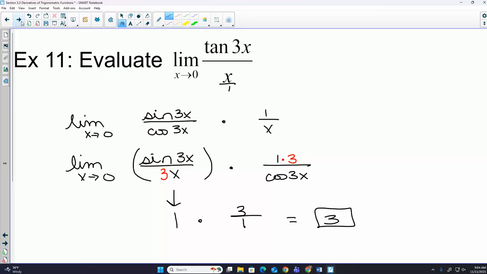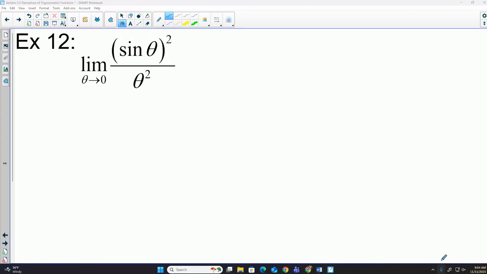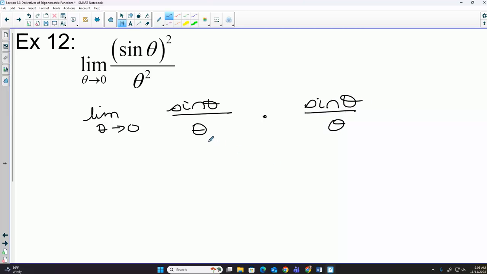Take a second and see if you can figure this one out. Did you get an answer? How did you write it? Sine theta over theta times sine theta over theta. Yeah. Sine squared just means you have sine times sine. Theta squared is theta times theta, so we can make 2 sine theta over theta fractions. And as theta goes to 0, we have 1 times 1, which is 1. All right, any questions on that one?